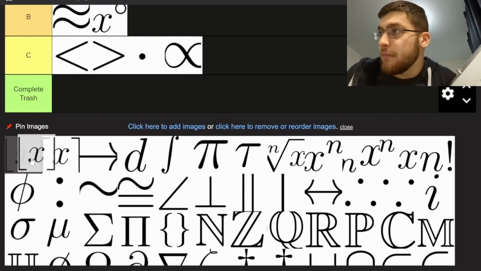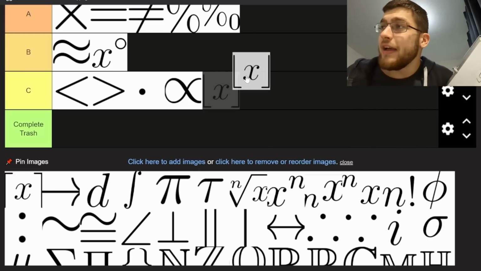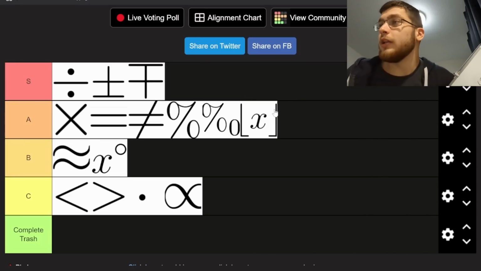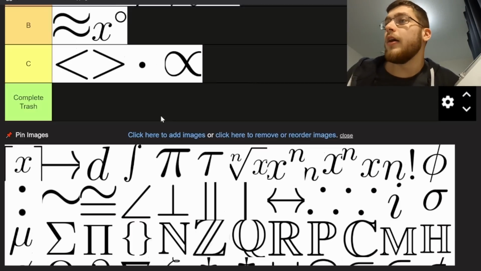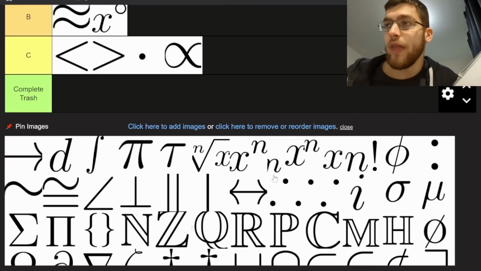If you took this symbol and showed it to an alien civilization and asked them what it would mean, they would say floor function. Perfect. It's just perfect. It looks like what it is, S tier. Same with ceiling. They would say it's a ceiling. Okay, the alien civilization would know what that means.